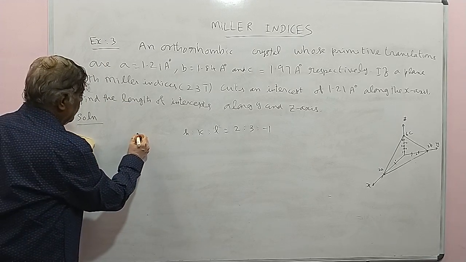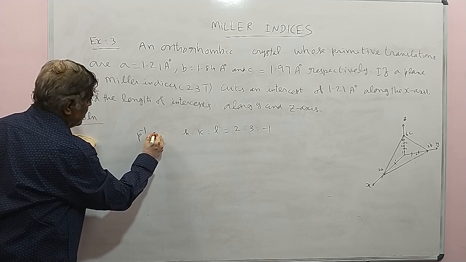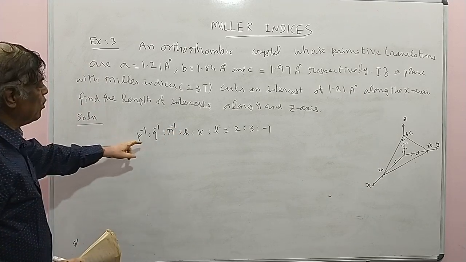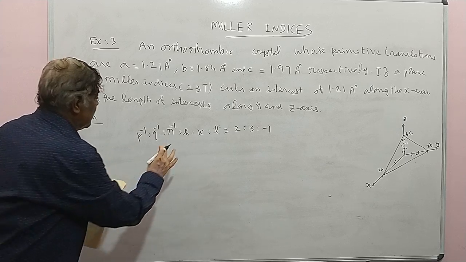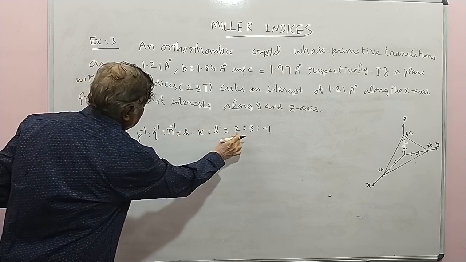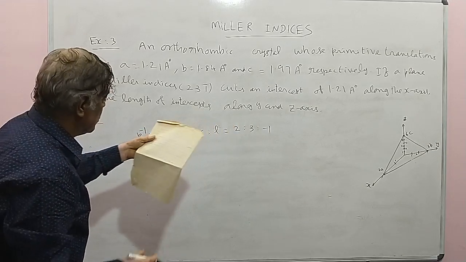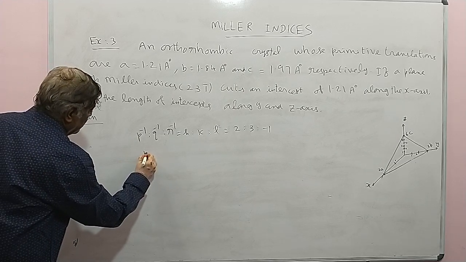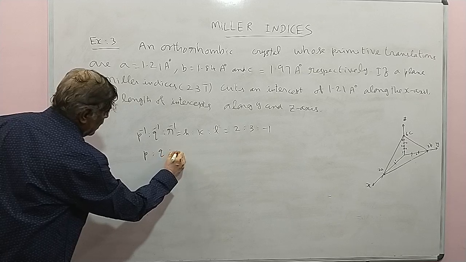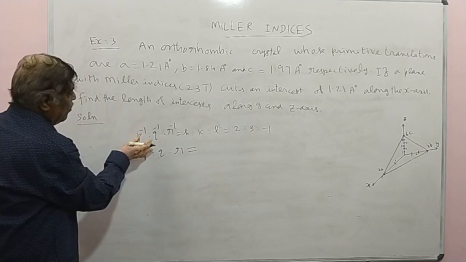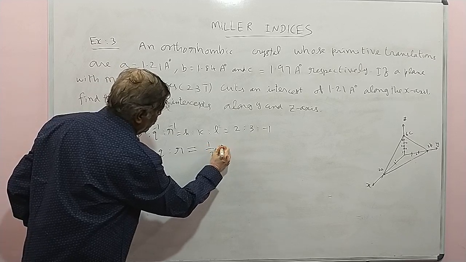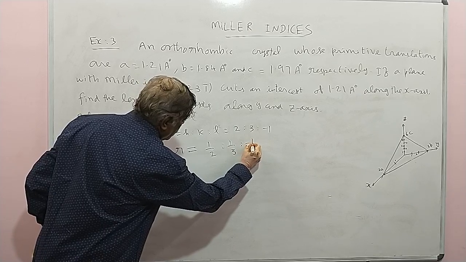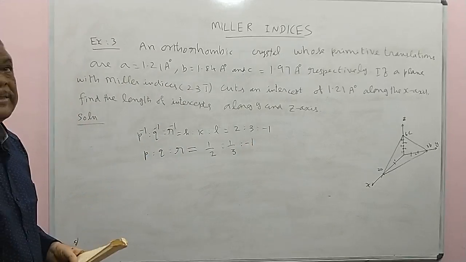So this is actually 1/P is to 1/Q is to 1/R, because this is a reciprocal value, which is given as H is to K is to L, which is 2:3:-1. Now from this let us find the inverse of this value. P is to Q is to R is equal to 1/2 is to 1/3 is to 1/1, which is again -1. So 1/2 is to 1/3 is to -1.